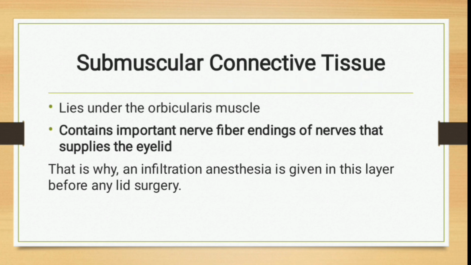So all those nerve fiber endings of all the nerves that are supplying the eye end at this layer. And when we are going to do any kind of surgical procedure, in order to make our eye numb, we need to inject anesthesia in this layer so that the eye may not get sensations during the surgical procedures, right?